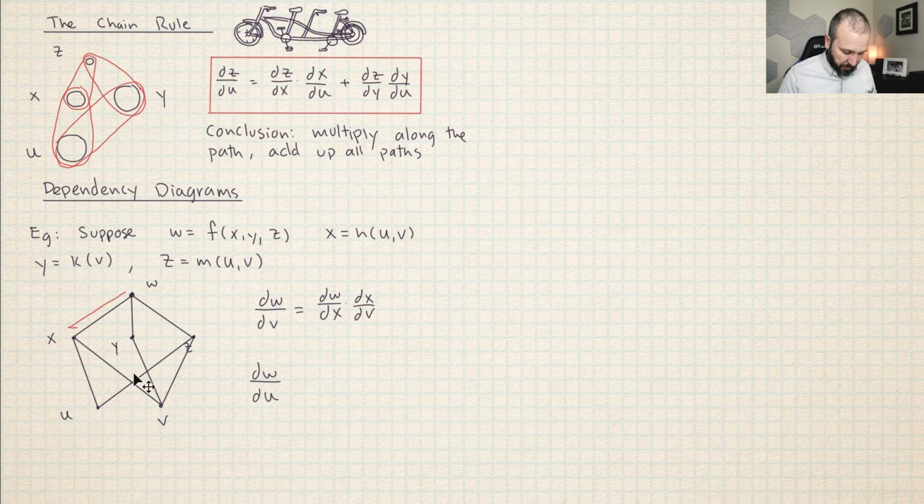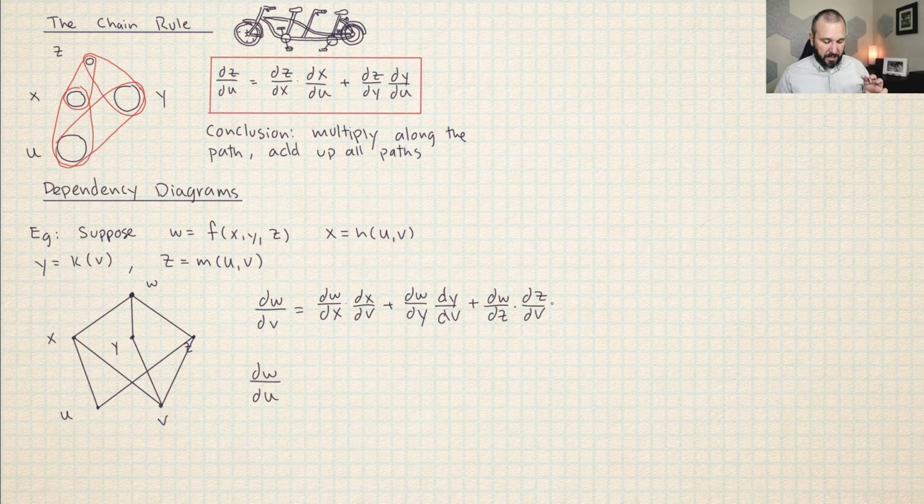Okay. Now the next path is going to be del w del y, and then y is actually just a function of one variable. So this is actually going to be dy dv. And then there's one more way to get there, right? I can go through z like this. So del w del z times del z del v. Okay, so there were three paths from w to v.